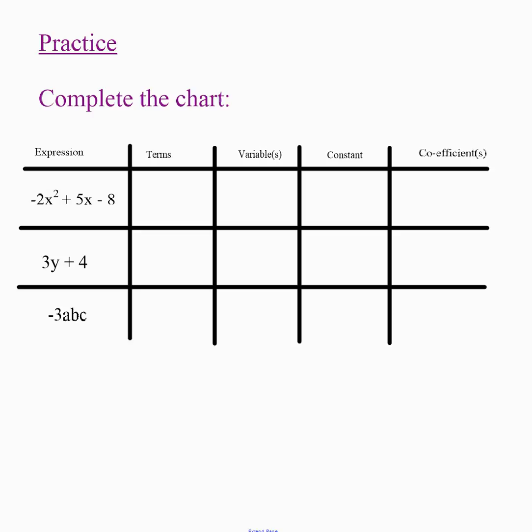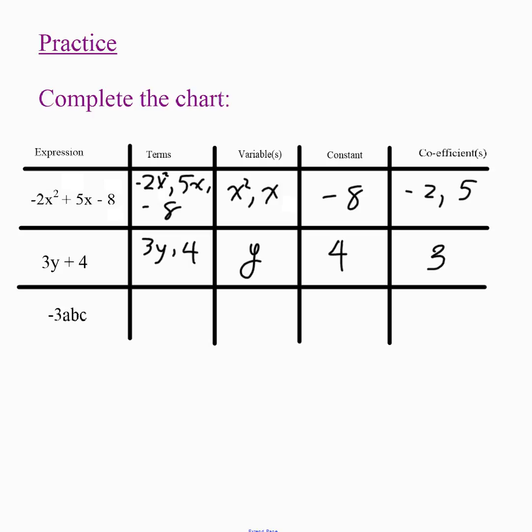So, how many terms are in this first expression? There are 3. They are -2x squared, 5x, and -8. The variables are x squared and x. The constant is -8, and the coefficients are 2 and 5. The number of constants plus the number of coefficients should equal how many terms you wrote out. In this one, there are 2 terms. They are 3y and 4. The variable is y, the constant is 4, and the coefficient is 3.